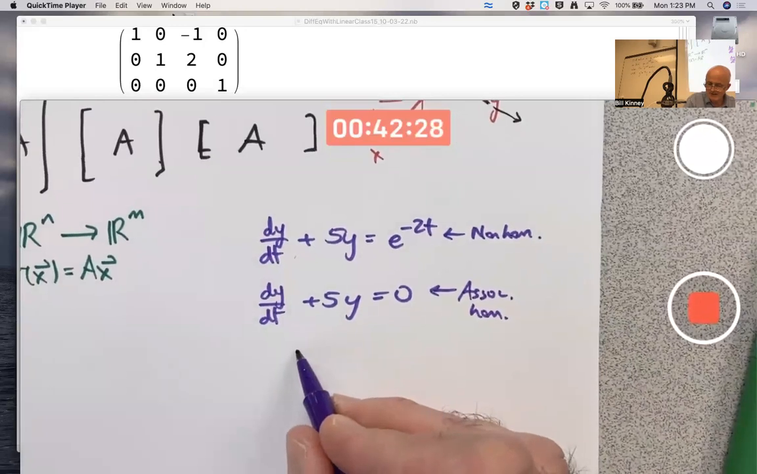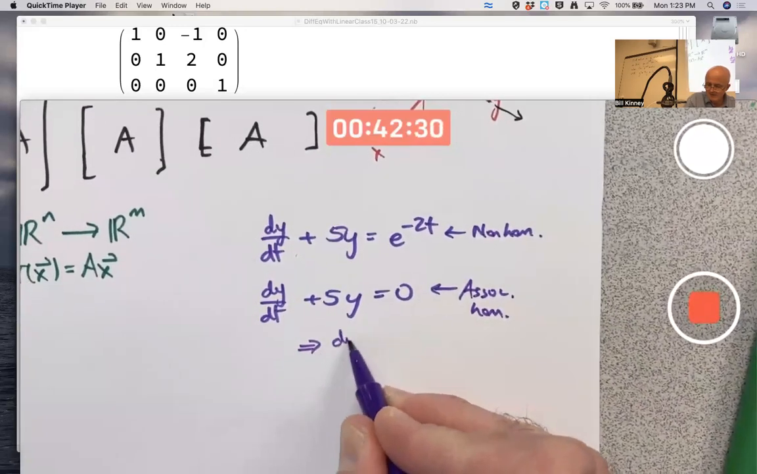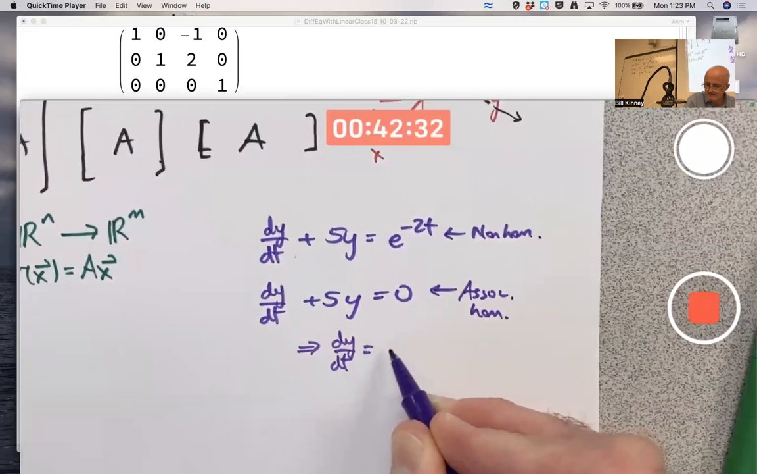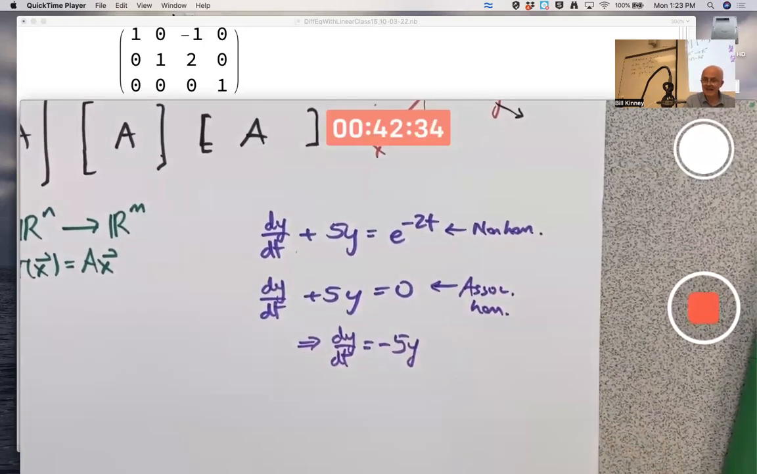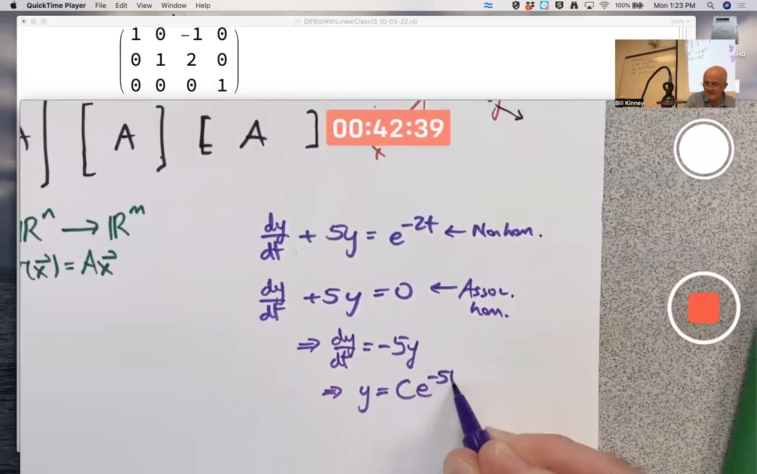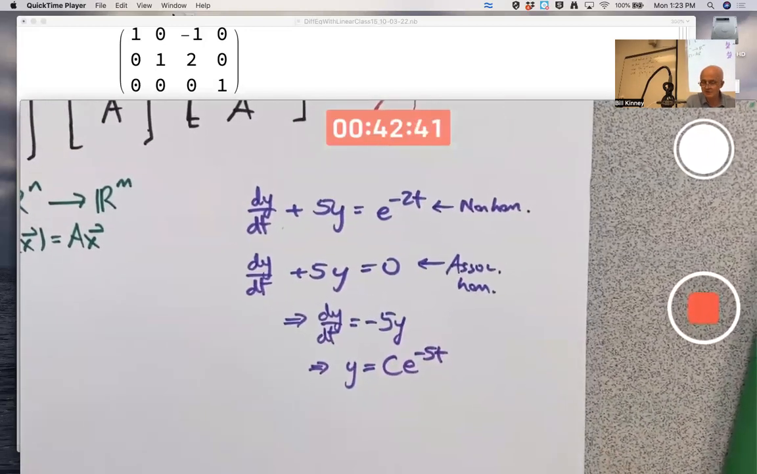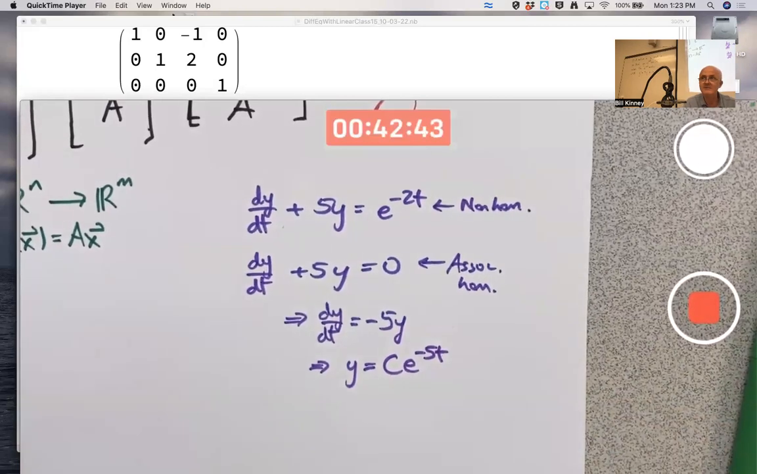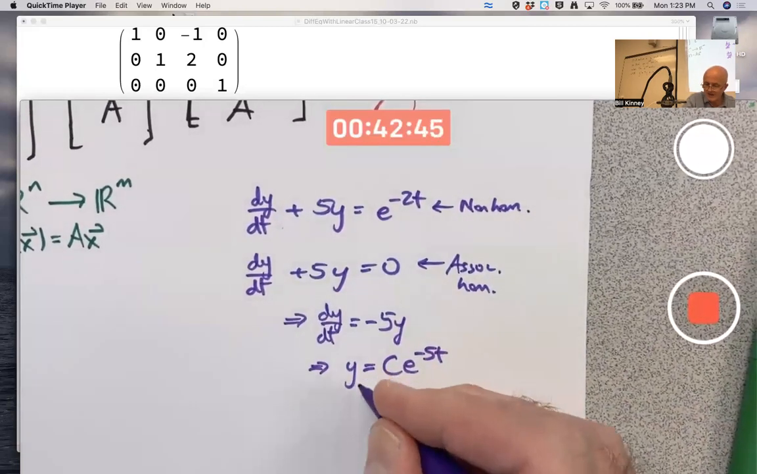You can solve it by guessing. You can rewrite it in this form, dy/dt equals negative 5y, and guess the answer. The answer has got to be an arbitrary constant times e to the negative 5t. Those are the functions whose derivatives are negative 5 times themselves. That's your YH.